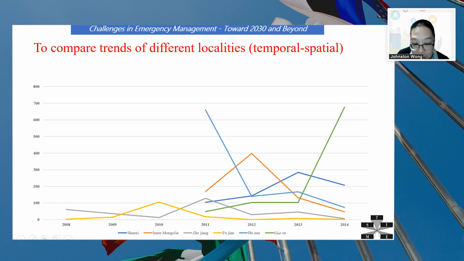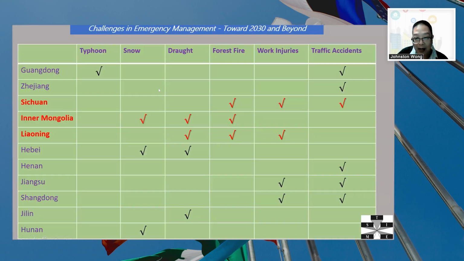And of course, the green line is Gansu. It seems that Gansu shot up in 2013. Unfortunately, we only have figures until 2014. If we continue to bring in more data, then we can see whether Gansu continues to be the very cold area, and then how people are affected. I think this is just an example to show you that we can have temporal data and spatial data.